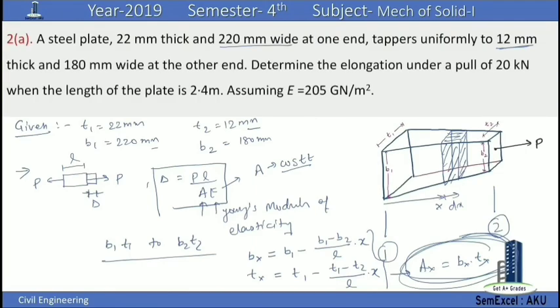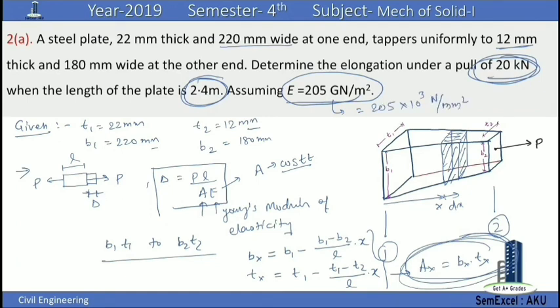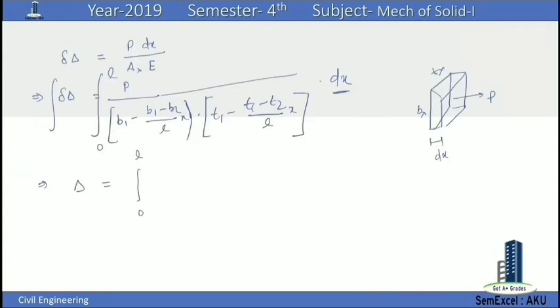And in the question, we have load P is given here, this length is given 2.4 meter, and Young's modulus is also given 205 giganewton per meter square. This is equal to 205 into 10 to the power 3 Newton per mm square. Load is 20,000 Newton, and length will be equal to 2400 mm. We will put all three values into that equation.